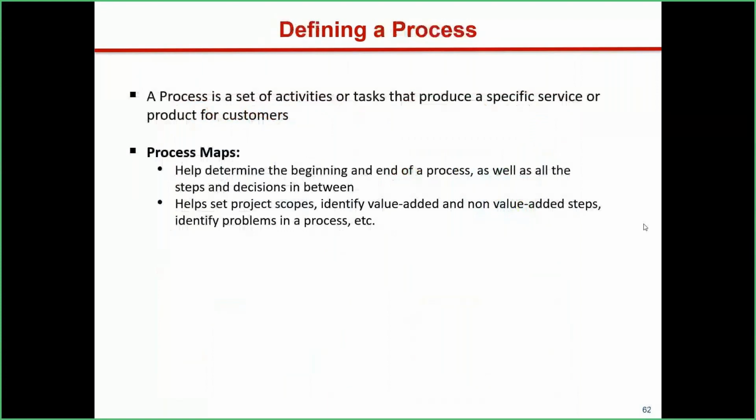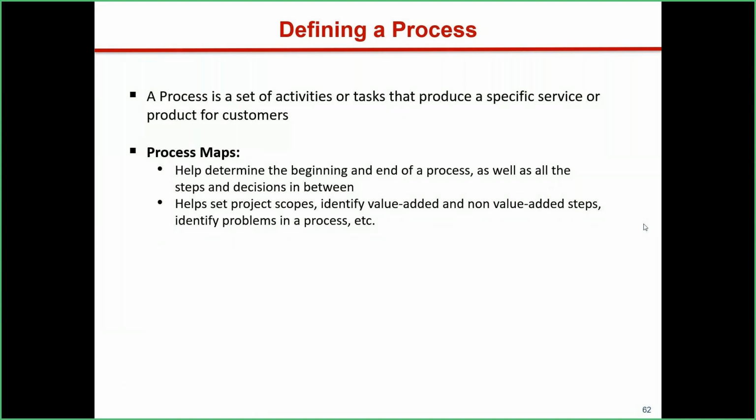So, defining a process. A process is a set of activities or tasks that produce a specific service or product for a customer. A process map helps to determine the beginning and end of a process as well as the steps and decisions in between. It helps set project scope, identify value added and non value added steps, identify a problem in a process, etc.